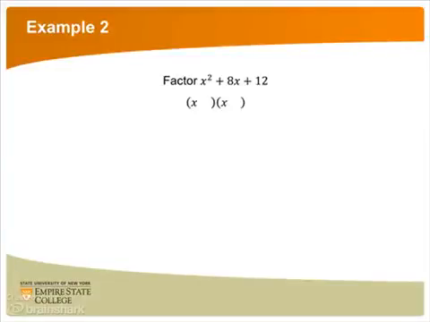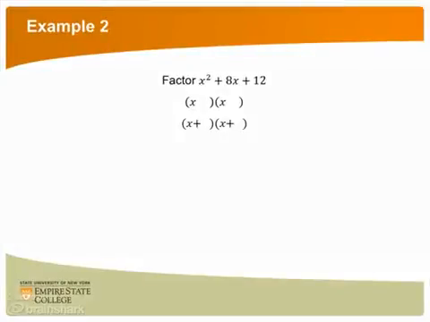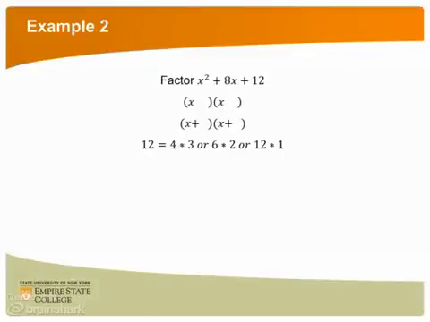Again, we start by splitting the x squared. In this example, we have a plus as the last sign in the polynomial. This means that the signs in our parentheses will be the same. Since we have a plus 8x, we will have plus signs in both parentheses. We factor the 12 at the end. 12 could be 3 times 4, 6 times 2, or 12 times 1.